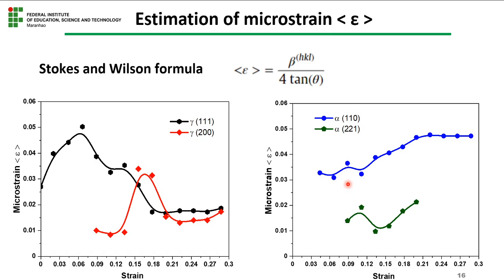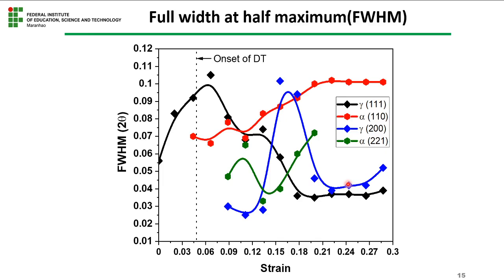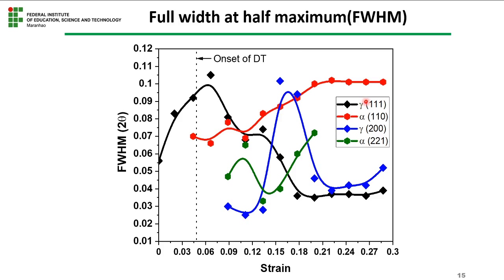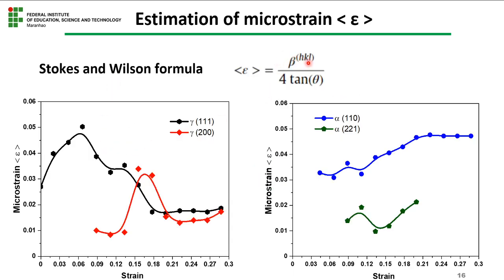We also calculated an estimation of the microstrain, which follows the same behavior as the full width at half maximum. We use the Stokes and Wilson formula. The value of this beta here is the FWHM of the plane. We use this divided by 4 times the tangent of the angle where it was detected, and we see the same trend for the separate planes.